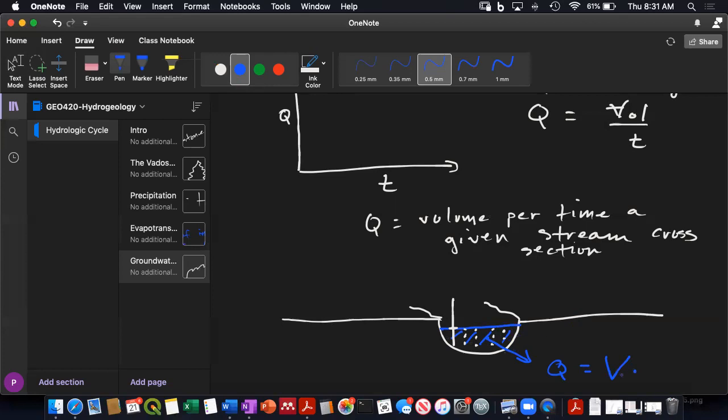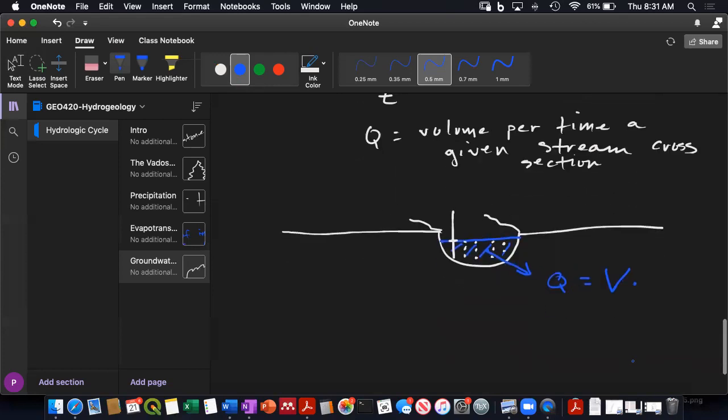And then, what are the units of velocity? Velocity is length per time, right? I need this to be length cubed per time over here. So what am I going to multiply this velocity by to get the discharge? The area, right? So the morphology. So when we do a discharge measurement, we do two things. We measure the velocity, and then we measure the stream width and the depth profile, right? So the discharge is equal to velocity times area.